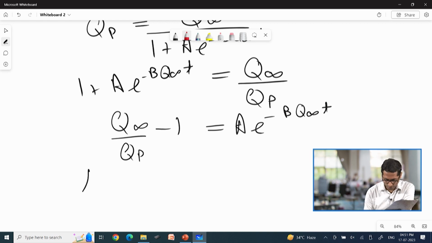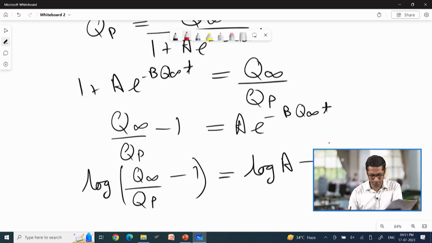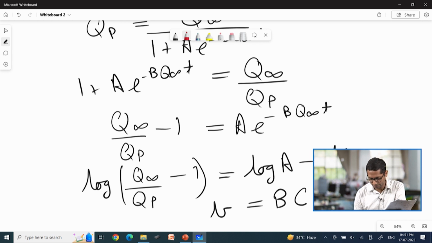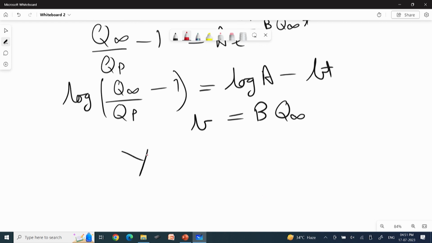I can take log on both the sides. So log of Q infinity by Q minus 1 is equal to log of A minus B Q infinity T. So the B term here could be equal to B into Q infinity. If I see how this equation looks, it can be applied to linear regression, where I have the term y here, and then C1, which is the intercept on the y-axis, plus C2, which is the slope multiplied by time. So given the past data, I can very well come up with the constants B and log of A.